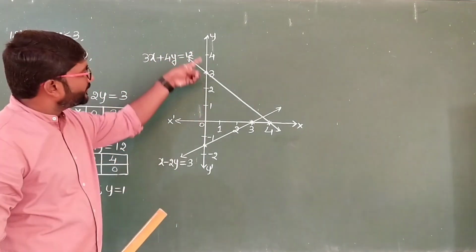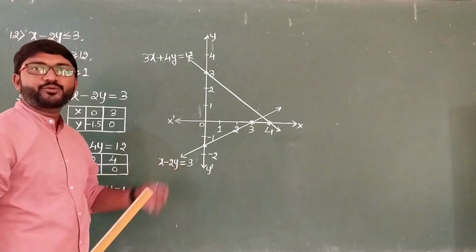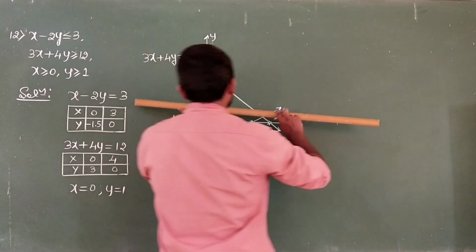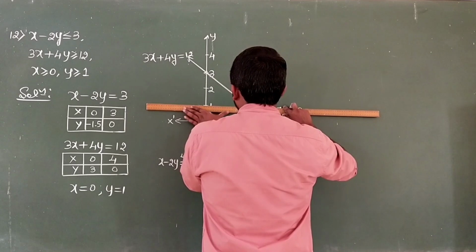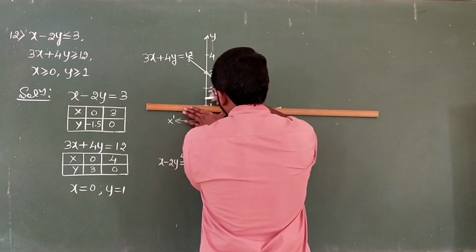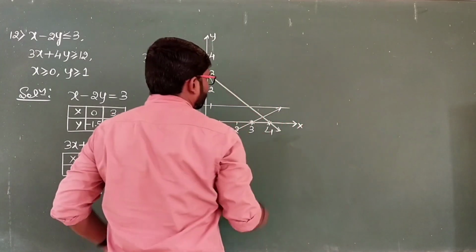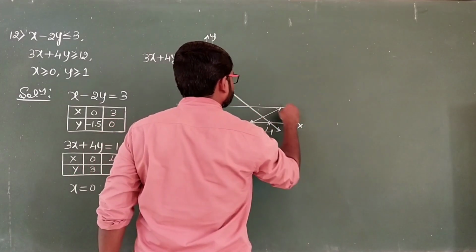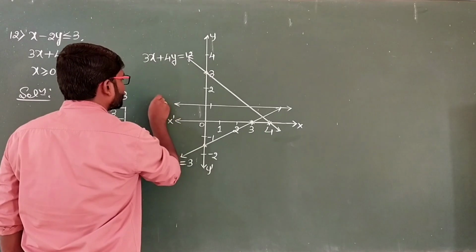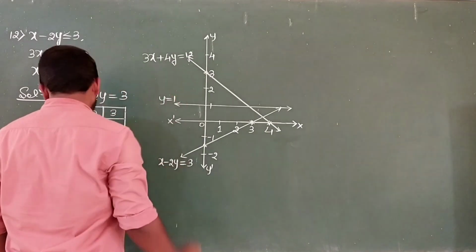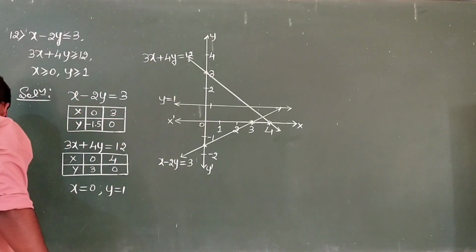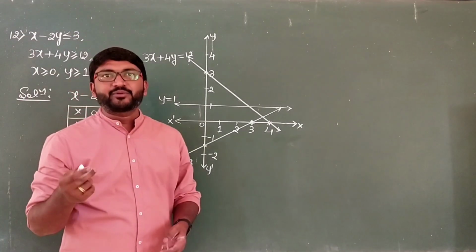X equal to 0 means it is the y axis, and then y which is equal to 1. It will be a horizontal line now. Y equal to 1 is a line which is parallel to x axis. So y equal to 1. So we are done with the graph. Next we will have to go for the shading process.